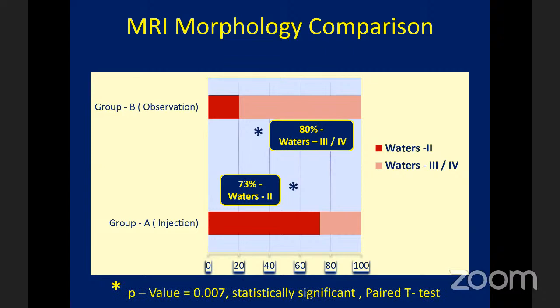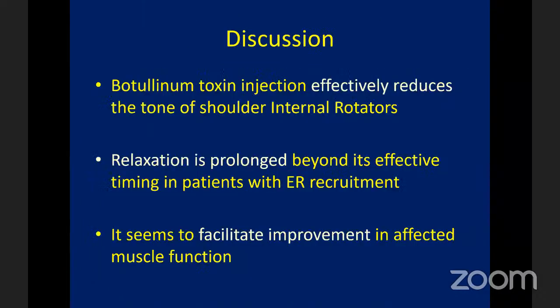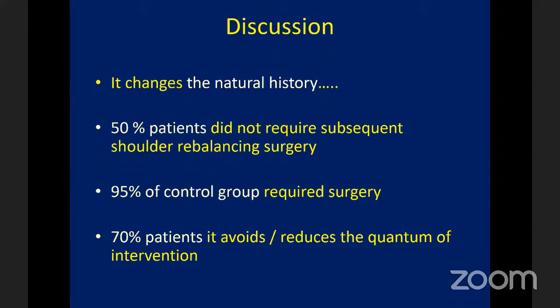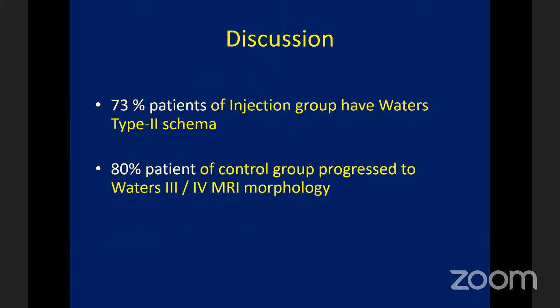So we can see 73% patients were of type 2 in group A and 80% patients were of type 3 or 4 in control group. So we can see botulinum toxin injection can alter the natural history of disease. That is, it can change the Waters classification.